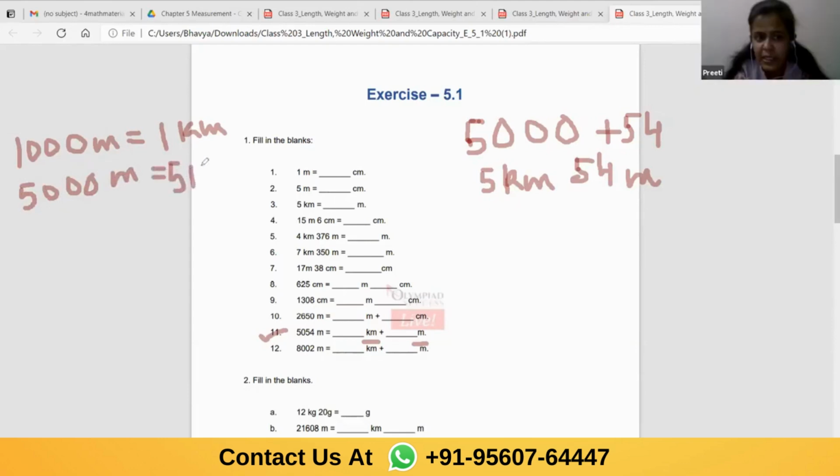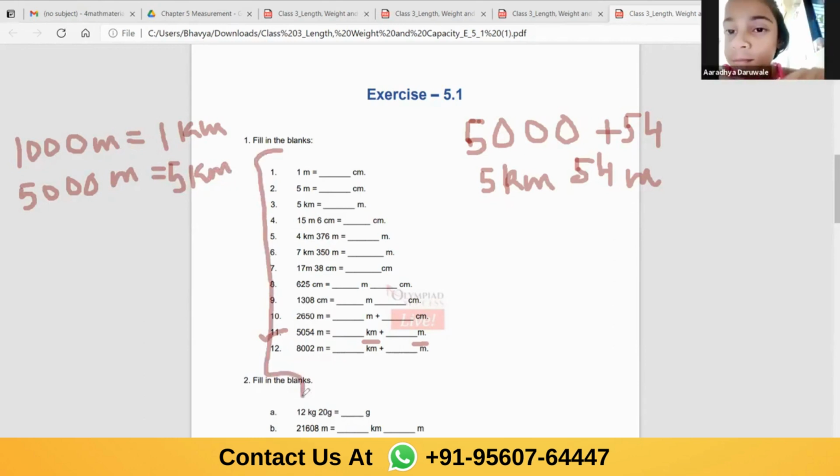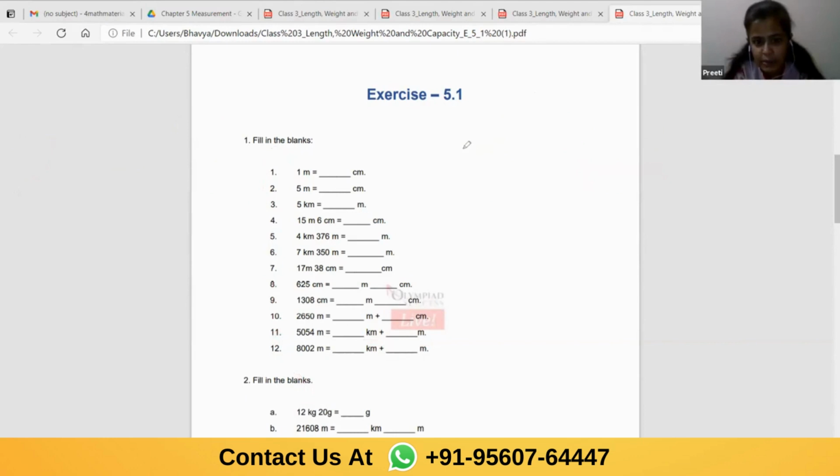Any other doubt in question number 1? Anyone? Question 1. When I say question 1, I'm talking about this part only. Ma'am, I have doubt in 9 and 10. 9 and 10. Okay, let's look at 9 and 10 also.